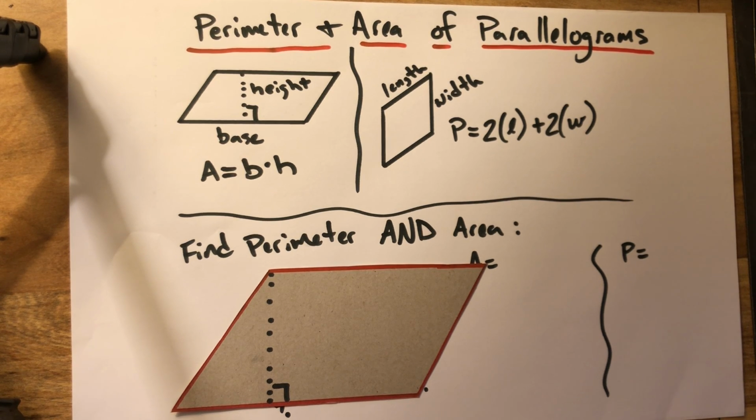All right, students, here we go. Today we're going to be talking about perimeter and area of parallelograms. But first we're going to talk about what makes a parallelogram a parallelogram. A few qualities we're going to talk about.